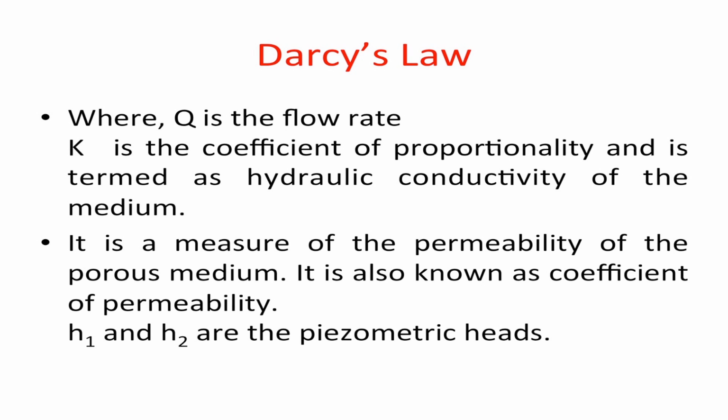K is the hydraulic conductivity, or constant of proportionality, or coefficient of permeability. A is the area of the aquifer. I is the hydraulic gradient. So next one is aquifer parameters.